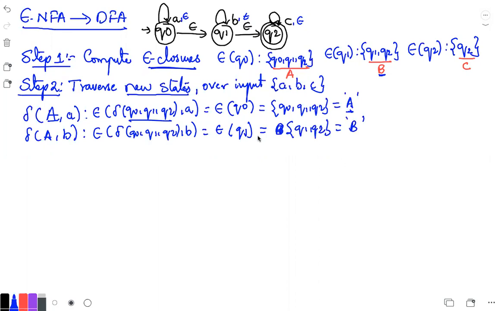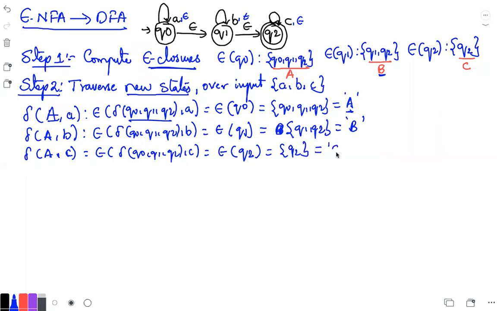Yes, sir. So delta A on C. So the epsilon closure of delta, the same Q0, Q1, Q2 on C. So it's ultimately epsilon closure of Q0 on C, no path, Q1 on C, no path, Q2 on C, Q2 itself. So epsilon closure of Q2, which is Q2. Now I'm calling this Q2 as C. Clear, everyone? Yes, sir. For each state, traverse over the input.